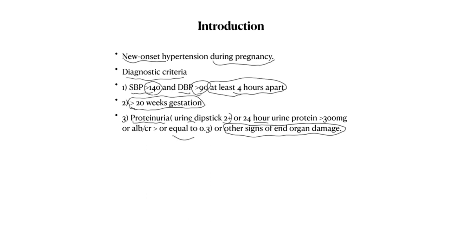So urine dipstick, remember, should be 2+. If they say 1+ in the question, this is not right. You need 2+. Or if they don't give you urine dipstick, look at 24-hour urinary protein, which should be greater than 300 mg. And even if that is not given, you can look at albumin creatinine ratio, which should be greater than or equal to 0.3. Or if they don't give you proteinuria, just look at other signs of end organ damage that we are going to talk about later.